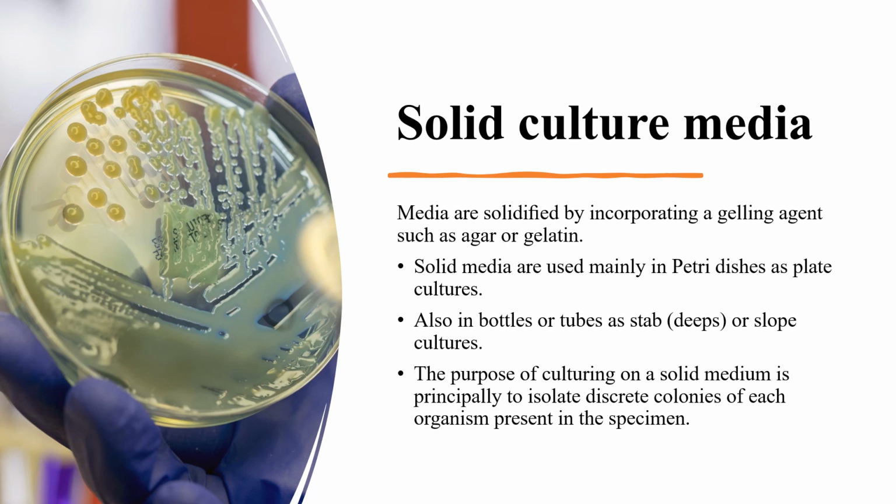Slope cultures, conversely, involve streaking the bacteria in a zigzag pattern on the slanted surface of the solid medium in the tube or bottle. The primary purpose of culturing bacteria on a solid medium is to isolate discrete colonies of each organism present in the specimen.